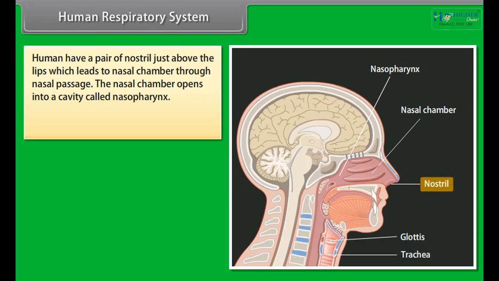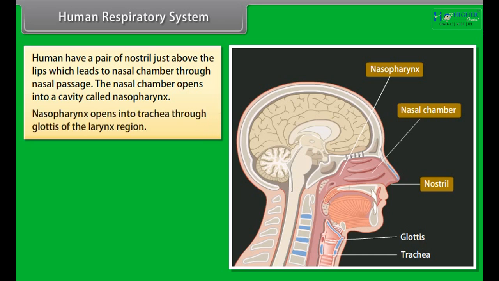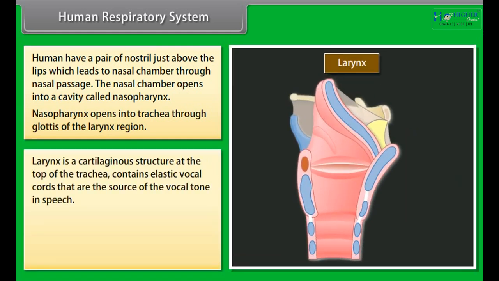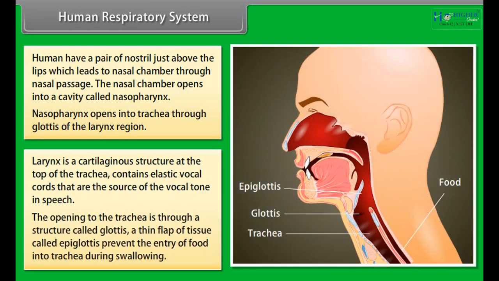Human respiratory system. Humans have a pair of nostrils just above the lips which leads to nasal chamber through nasal passage. The nasal chamber opens into a cavity called nasopharynx. Nasopharynx opens into trachea through glottis of the larynx region. Larynx is a cartilaginous structure. At the top of the trachea are elastic vocal cords that are the source of the vocal tone in speech. The opening to the trachea is through a structure called glottis. A thin flap of tissue called epiglottis prevents the entry of food into trachea during swallowing.